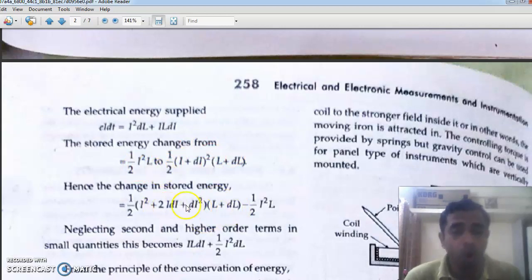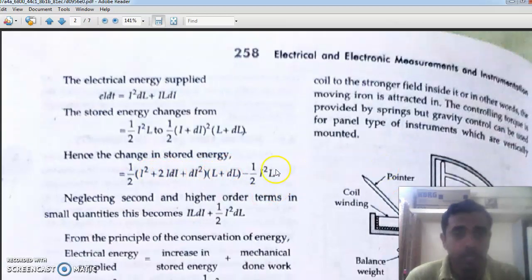Okay, now I open this bracket. When I open this bracket, what happens? That is half I square L, plus the 2 gets cancelled, I dl L, plus half di square L. That is the first grouping. So half I square L will stay, plus I di L also will stay. What about the next term, half di square L?